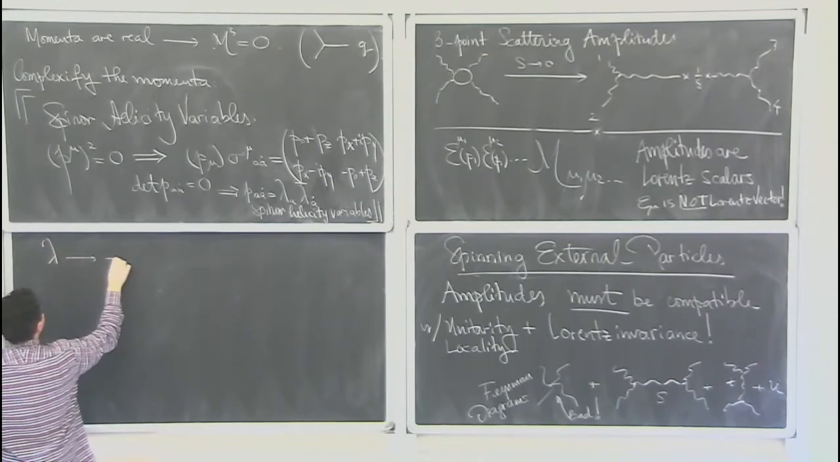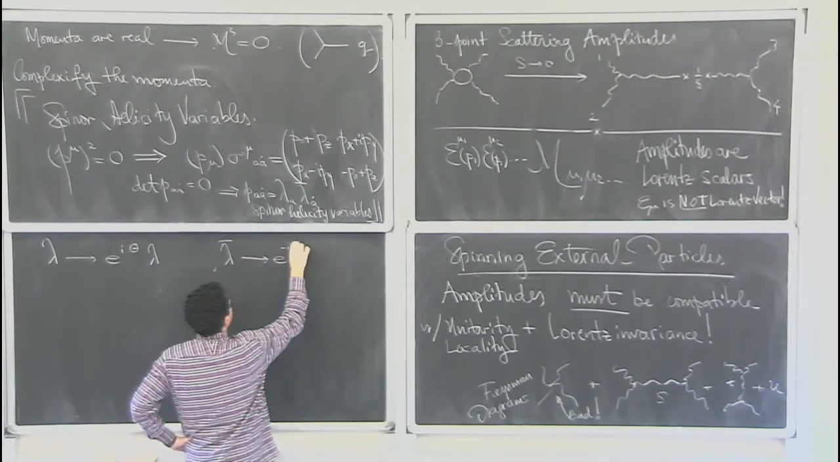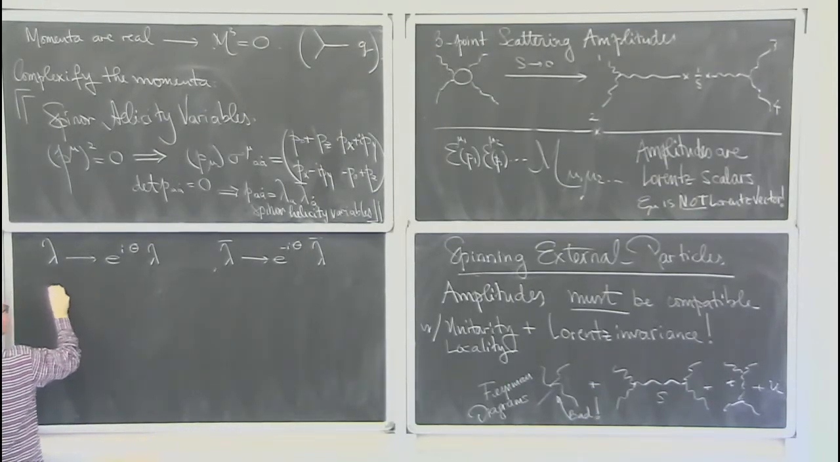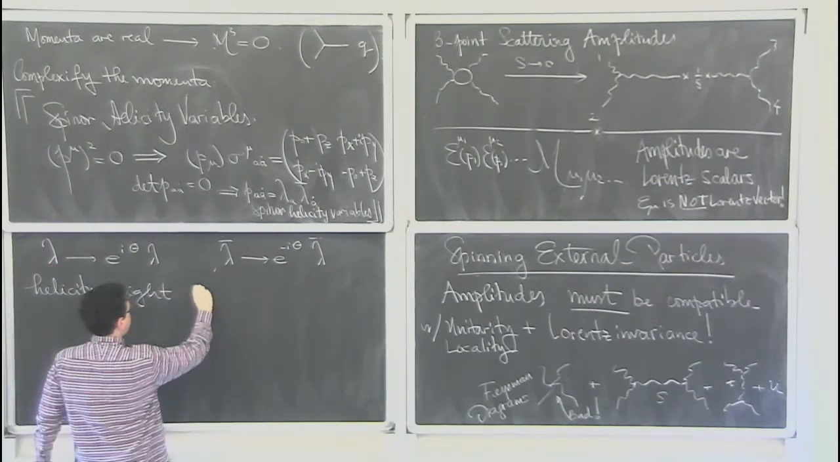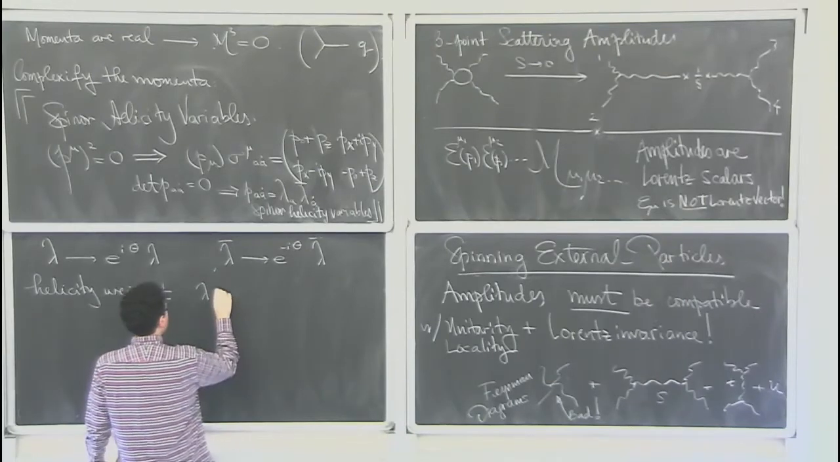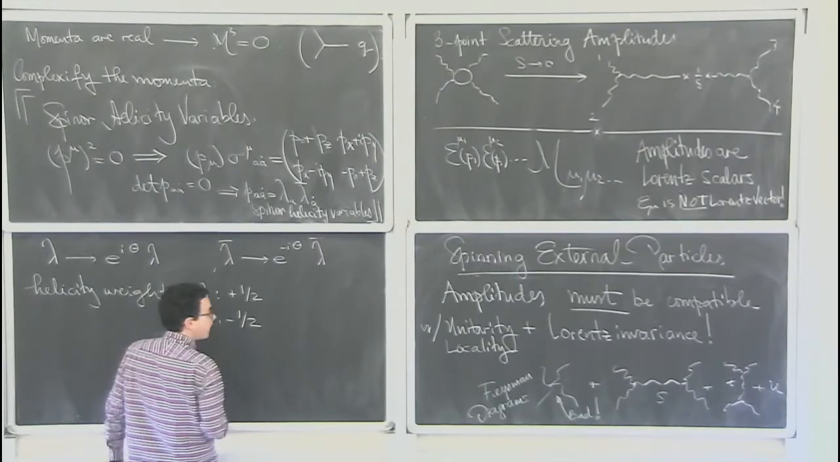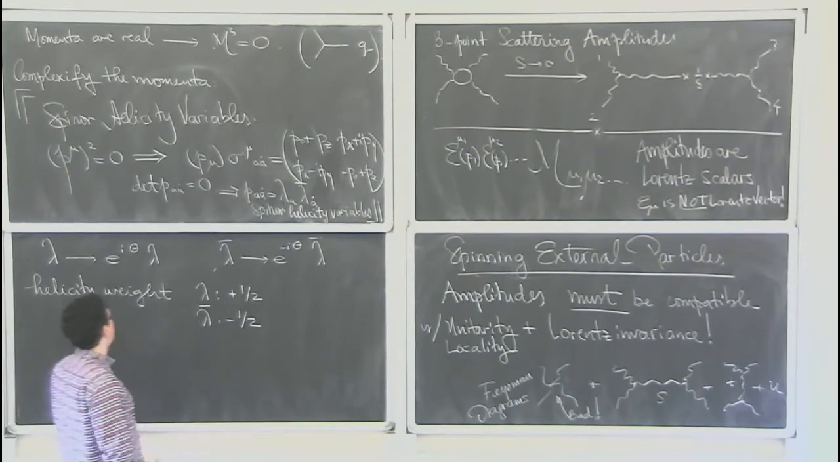So lambda goes to e to the i theta lambda, and lambda bar goes to e to the minus i theta lambda bar. It's some symmetry that is related to helicity weight. Because these are spinors, it makes sense to assign to lambda weight plus a half, and lambda bar weight minus a half. I always get this wrong, so sorry, the literature will probably be the opposite of what I say. It's related to units of angular momentum along the direction of motion of the spinning particle.